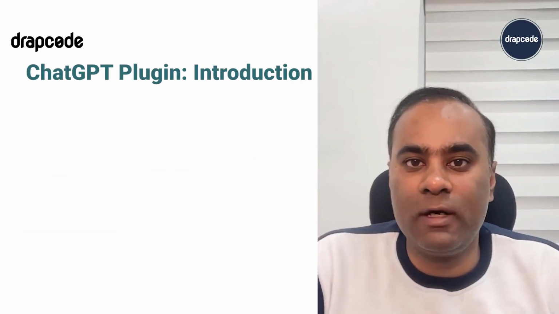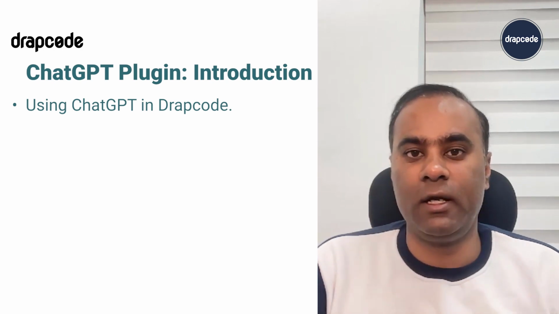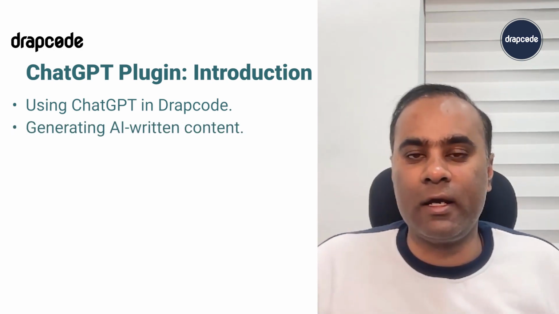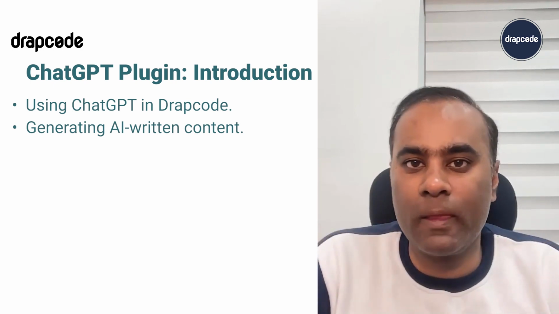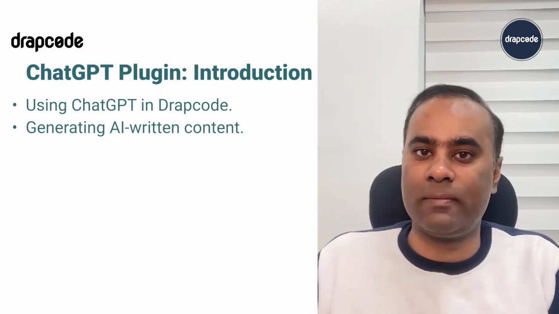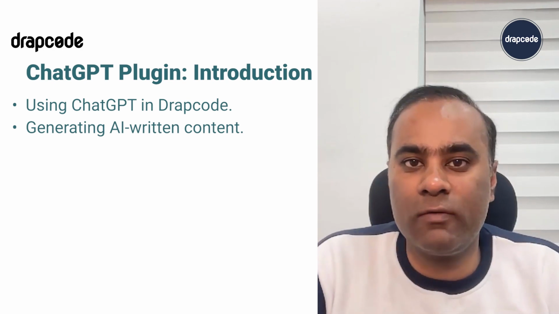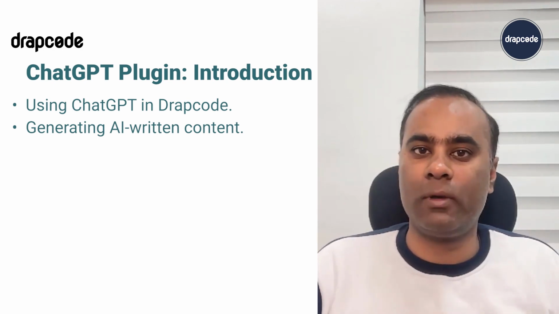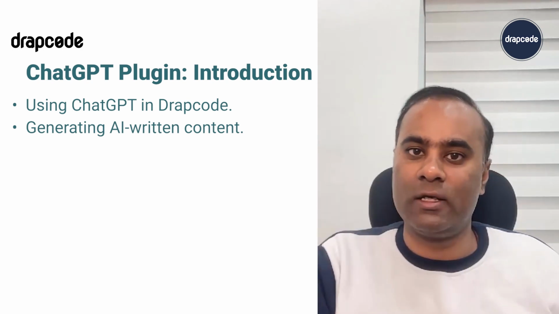So in this video, we will understand how to use ChatGPT in DrapCode. We are covering a use case where we will generate some AI written content from ChatGPT. We are not building a chatbot here. That is something which we'll cover in some other tutorial. So here we are just creating a prompt and then passing some dynamic values in the prompt, getting the output of the prompt and storing it in some other field.